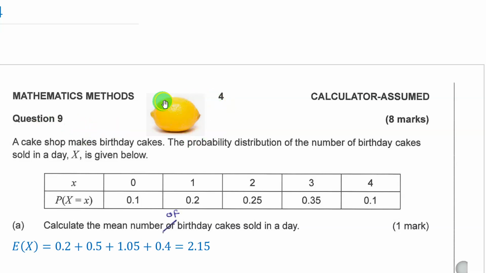So question 9, a bit of a lemon this question, 8 marks, and the last 4 really are kind of something else. But anyway, let's start with the first couple. A shop makes birthday cakes. We've got the probability distribution here.